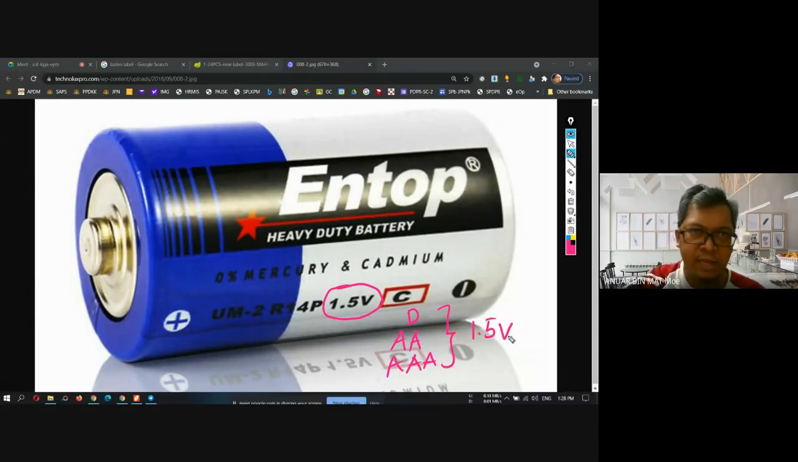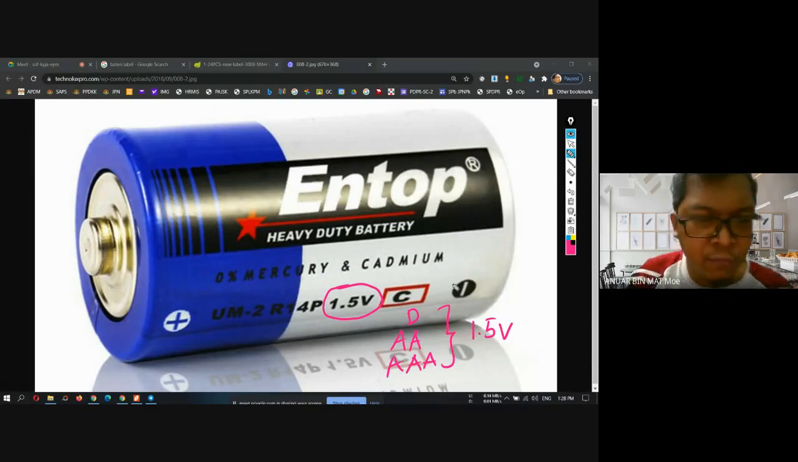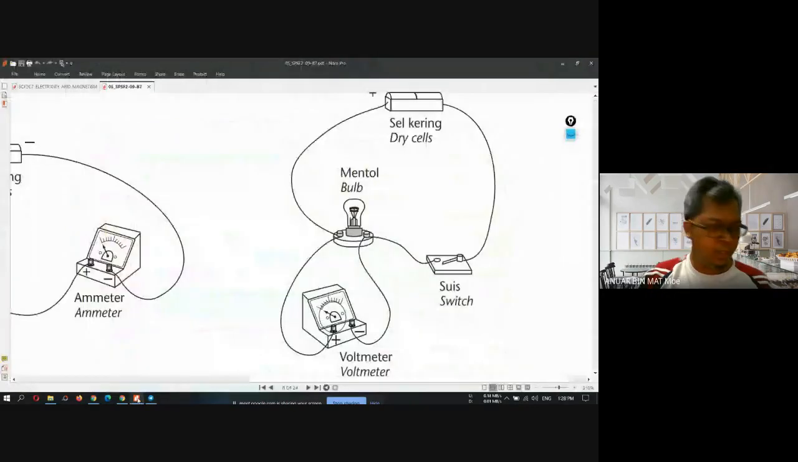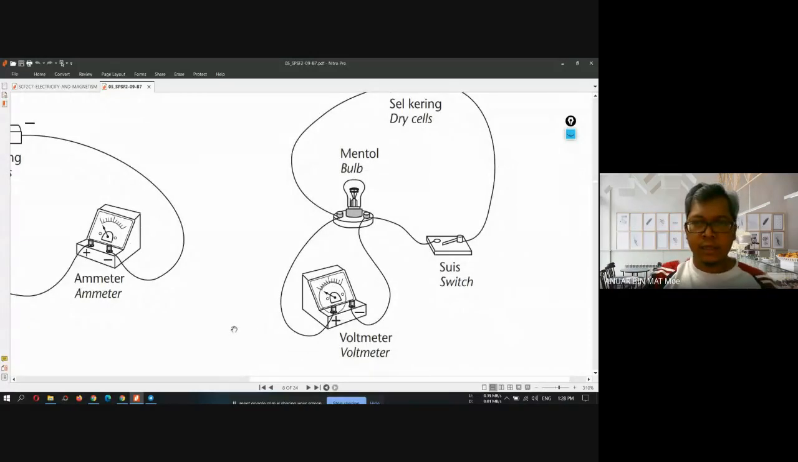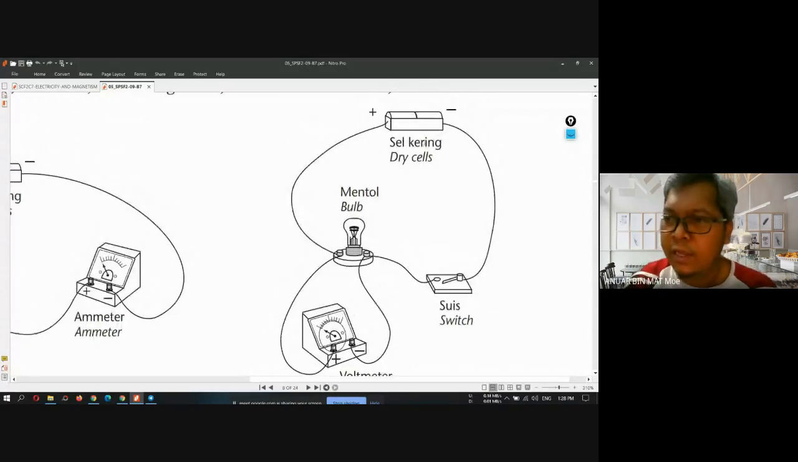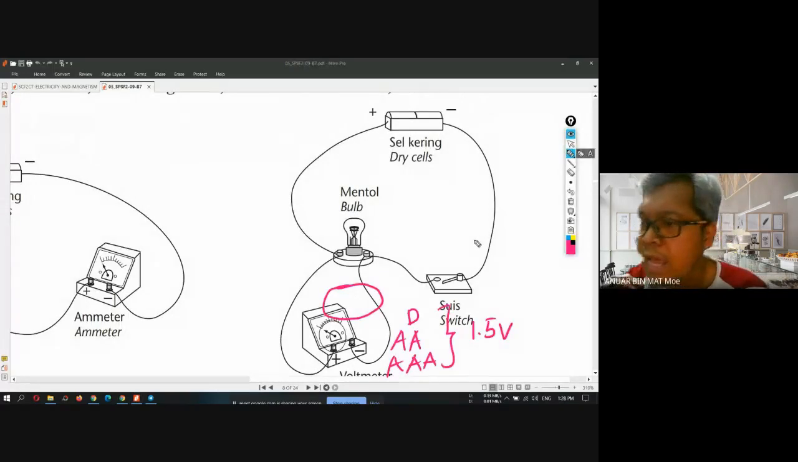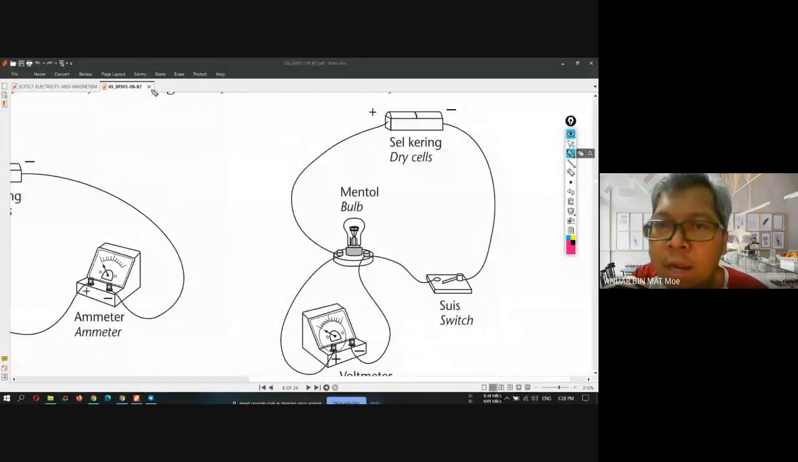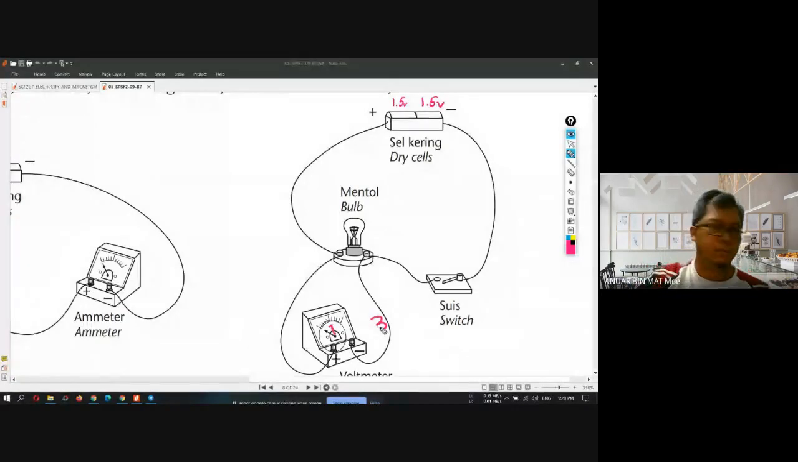Okay, you understand this? So how do you want to measure the voltage? By using a voltmeter, over here. Because it has two batteries over here, one is 1.5 volt and another one is 1.5 volt also, so the total voltage here will become 3 volt. Okay? Is that okay, class?